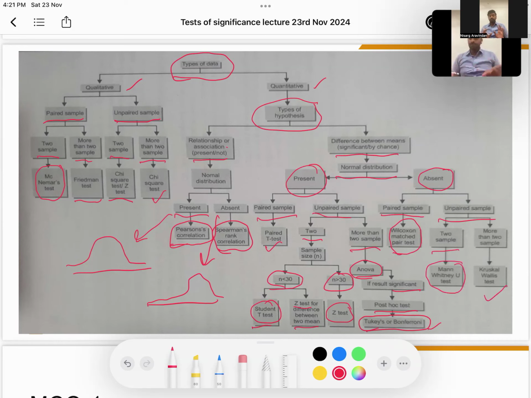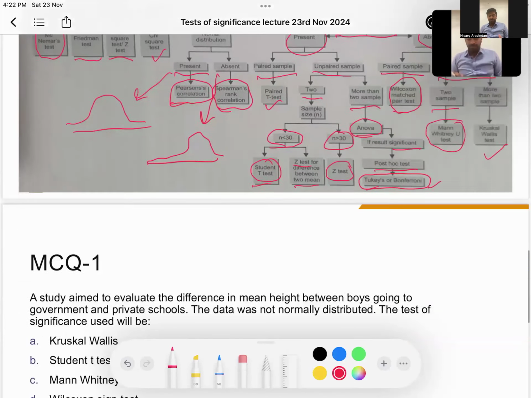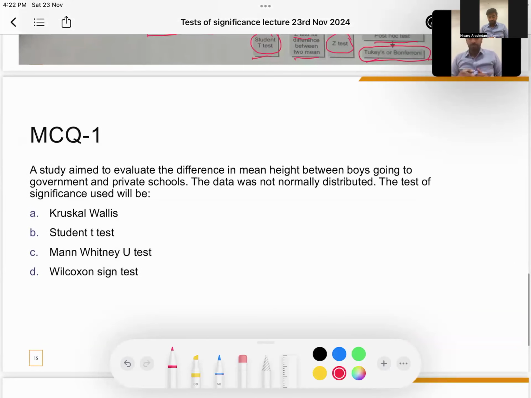So that is the basic concept behind it. Make sure you are clear about what is your qualitative data, your quantitative data, whether they are paired or unpaired, and also whether it's two samples or more than two samples. More often than not, if you're looking into each question and analyzing this, you would be in a good position to answer the MCQ for this. Okay. Now let me just scroll through and solve two MCQs for you.